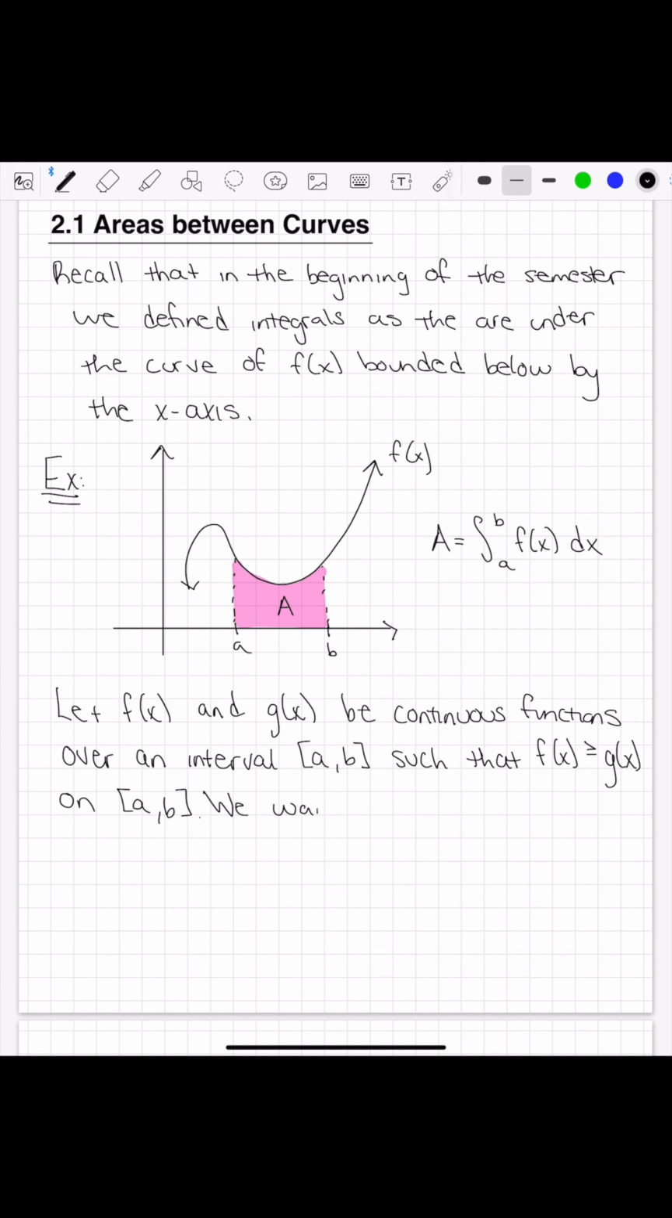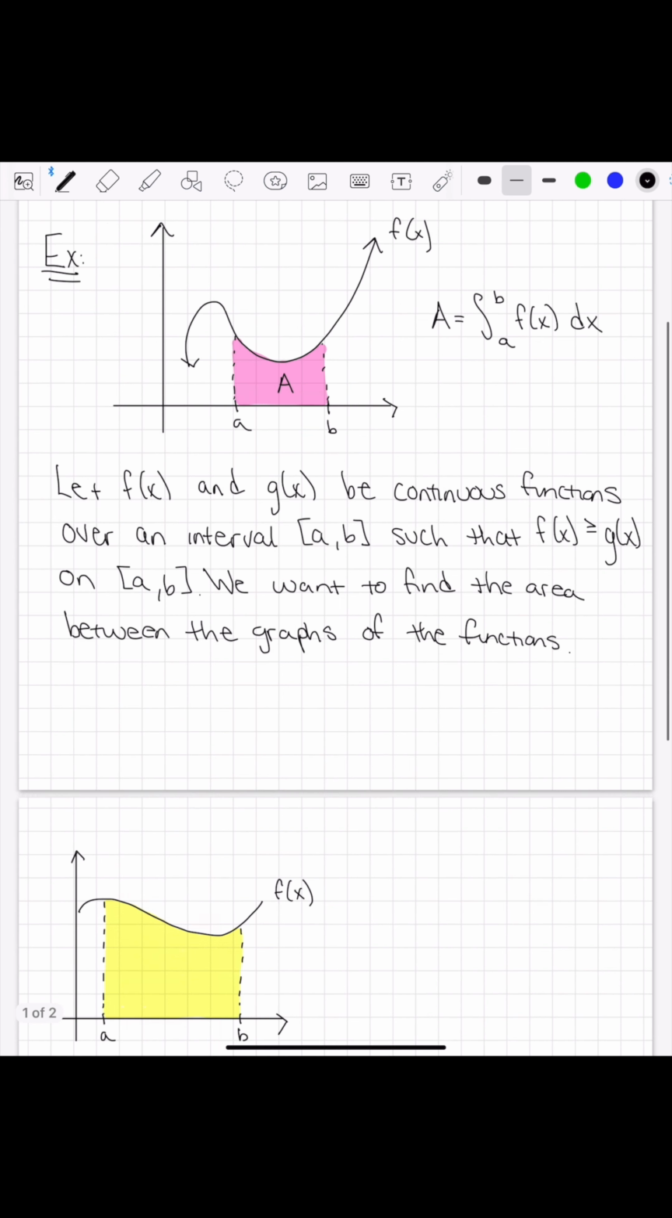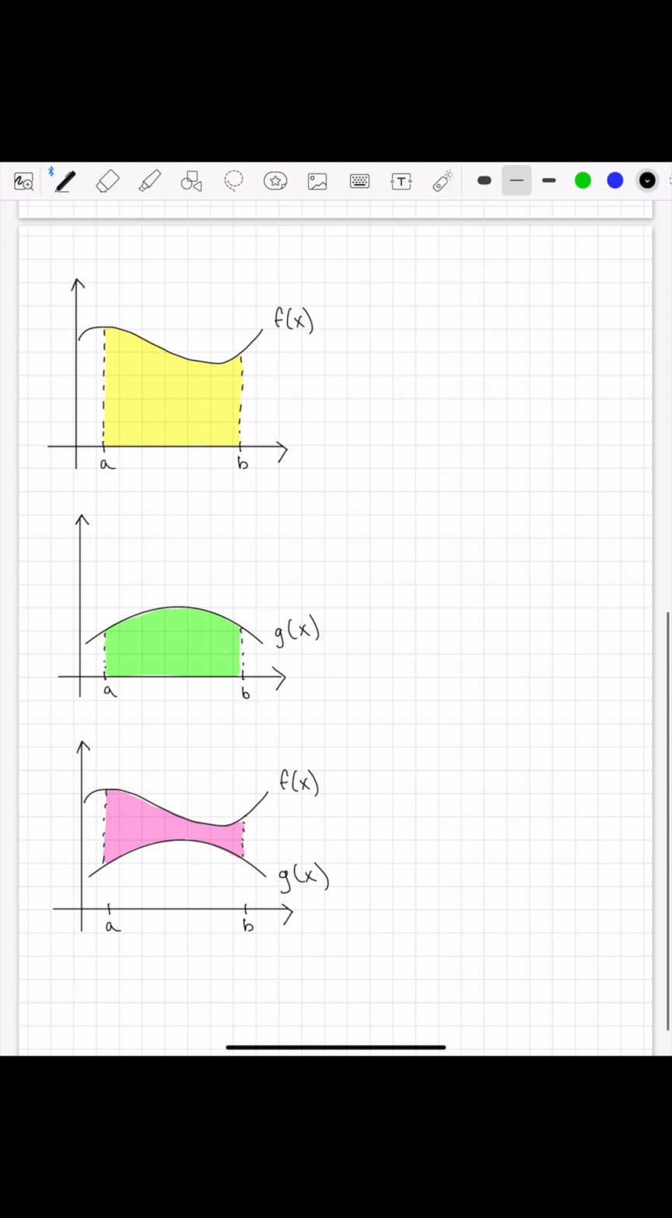We want to find the area between the graphs of the functions. Since I don't have much space here, let's go to the next page to look at these graphs. So let's say that this is our function f of x, this is our function g of x, and this is both of them plotted.